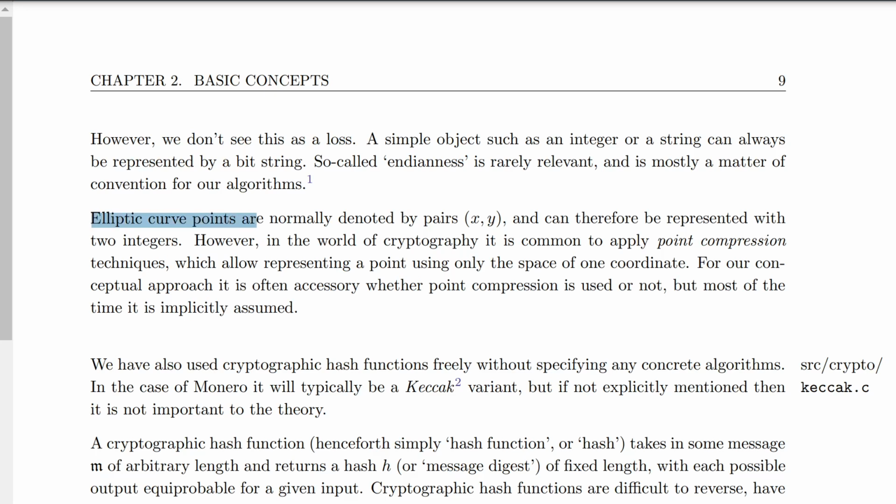One helpful thing to note is that for curve points, you would think that you would always represent a point as the pair of coordinates x and y, but there's a technique to represent elliptic curve points by a single coordinate, called point compression, which we'll go into a little later. It's not really important to worry about this, and they say so here. In terms of the conceptual approach, where we're just setting up these systems and seeing how they behave, it doesn't really matter whether you'd use point compression or not, but they implicitly assume it most of the time. So just an important thing to keep in mind.